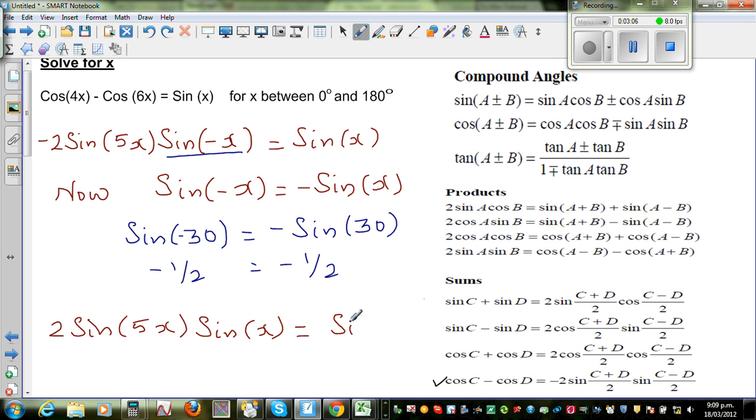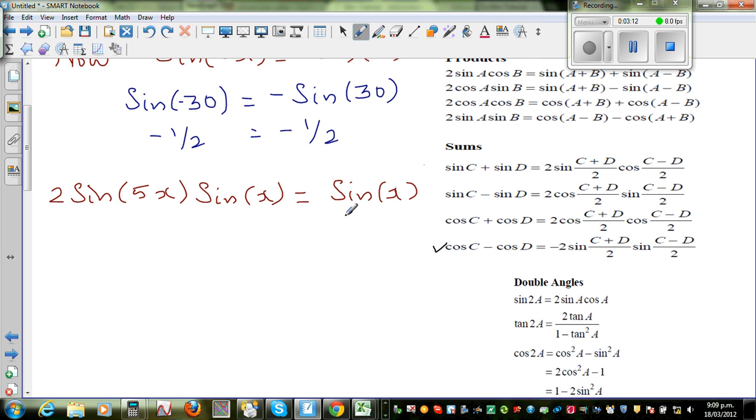Now again, as I explained in my previous video, you should not cancel sine of x. You can cancel if you divide by anything which is not zero, but sine of x can be zero, so you should not be dividing both sides by sine of x. There's a very strong temptation to cancel the sine x from both sides, but instead I'm going to take away sine x from both sides.